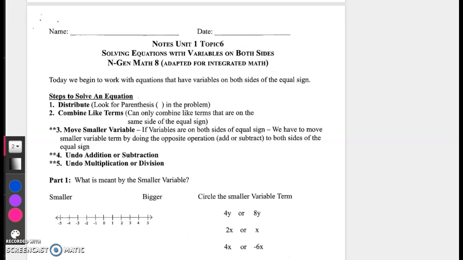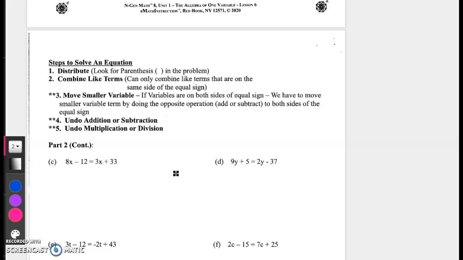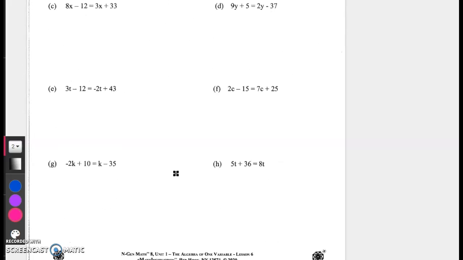Hi guys, we're going to finish Notes Unit 1 Topic 6, solving equations with variables on both sides, as you can see it up here. And I just put it to this right here so you could see where we were. Okay, so I'm going to scroll down. If you'd like to add this into your notes, that would be awesome.